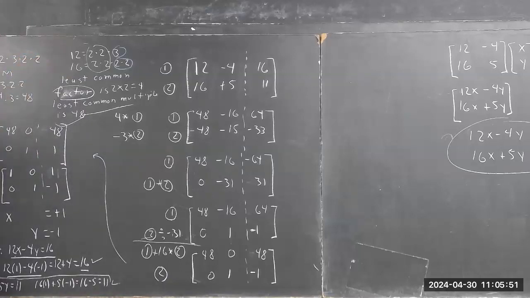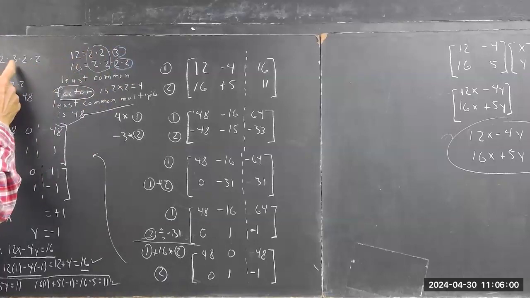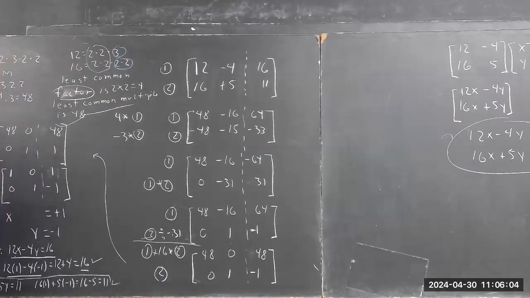So if this number is going to be a multiple of both 12 and 16, it needs an extra pair of 2's. Now it contains 16. 16's right here, these 2's and these 2's. 12 is right here, a pair of 2's and a 3. So there's your least common multiple, which is 48.